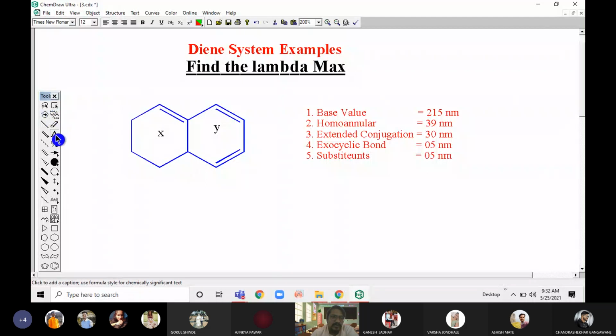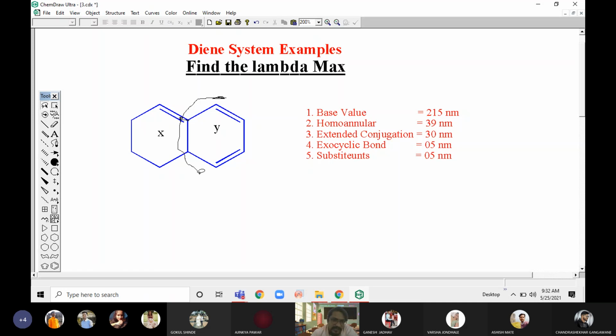Now I will go for ring Y. I will start from this and again go anti-clockwise. For this, there is no double bond which is exocyclic to this ring. If I go further, here I can see a double bond which is attached to this ring from outside through a single carbon. So this is one exocyclic.